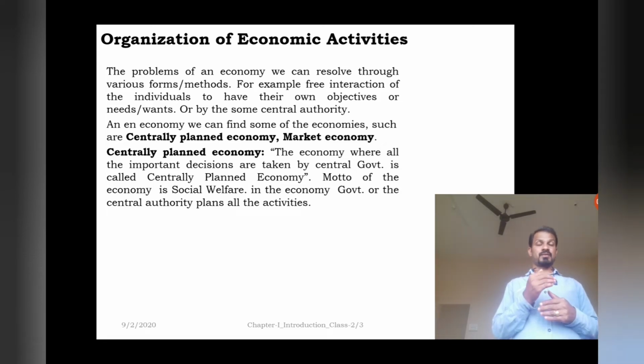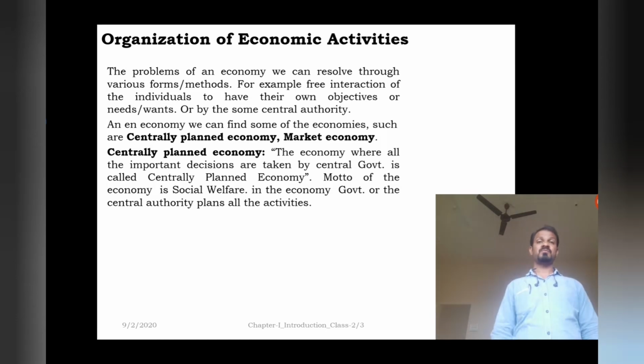Means leaving individuals to make a free interaction with other individuals. For example, 2 individuals can exchange the goods and services whichever they want. By doing that we can easily resolve the problems of what to produce, for whom to produce and how to produce. Or we can resolve those problems through some central authority or the government. That government can decide how to produce, for whom to produce, and what to produce. Through these forms we can resolve those basic problems of an economy.